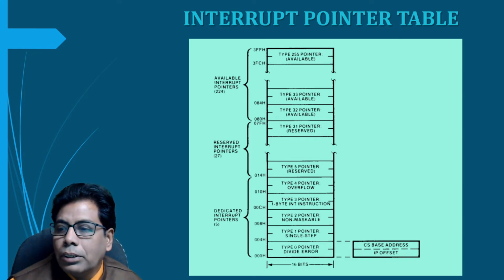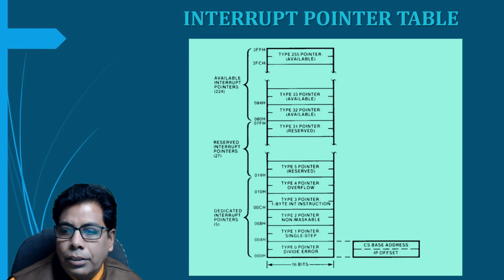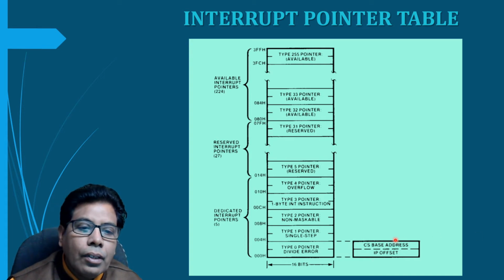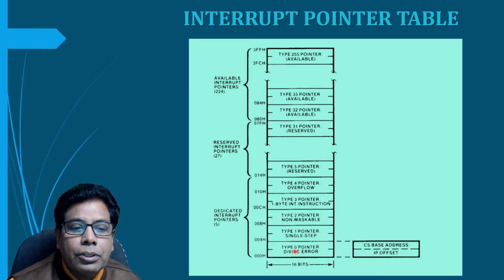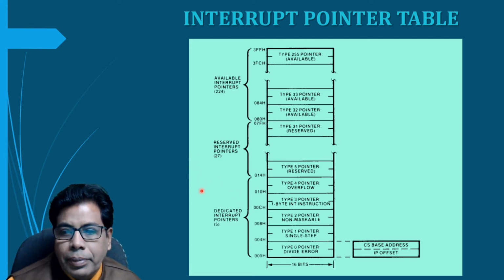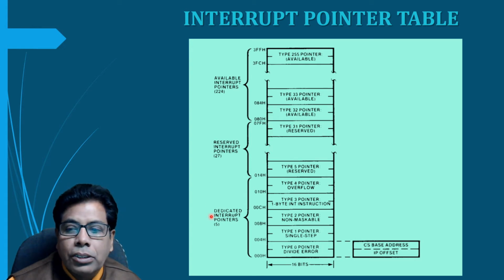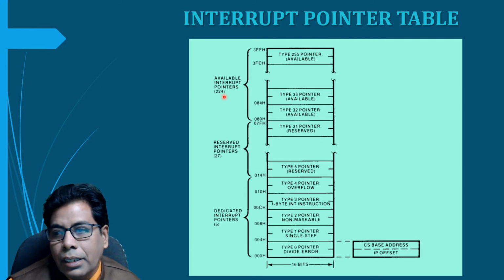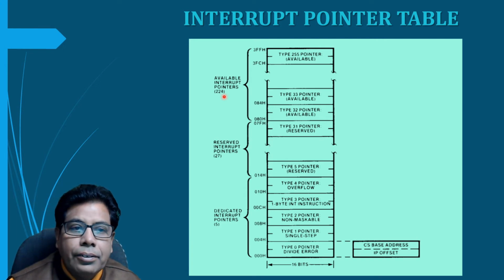So this is how the 4 bytes will be used for one interrupt type. Type 0 will have the 4 bytes, similarly type 1 will have the 4 bytes. And as we have said, 32 vectors are spared for the various microprocessor operations, and 224 are user defined.